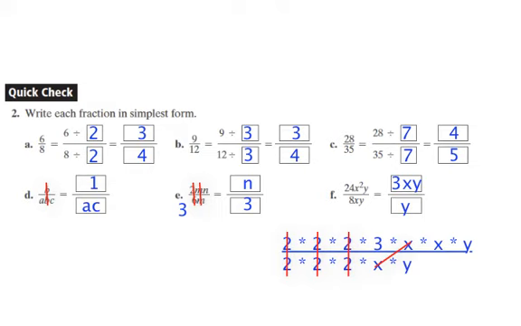Now for F, it's probably easiest if you do the prime factorization method. On the top, it's 2 times 2 times 2 times 3 times x times y. And on the bottom, 2 times 2 times 2 times x times y. We have 3 different 2's on the top and the bottom that we can cross out. We can also cross out an x on the top and an x on the bottom. So you're left with 3y on the top and y on the bottom. If you have any questions about this, be sure to bring it up in class tomorrow.